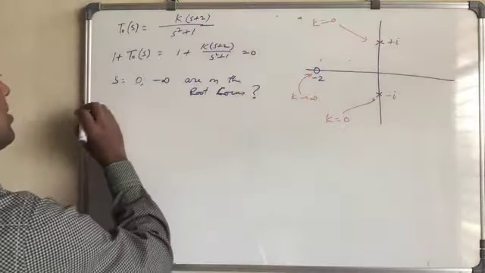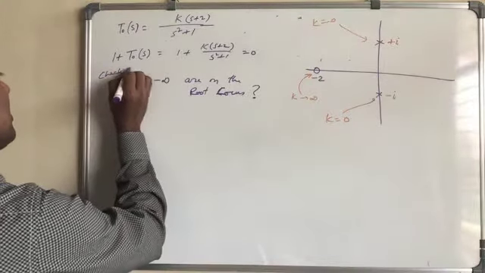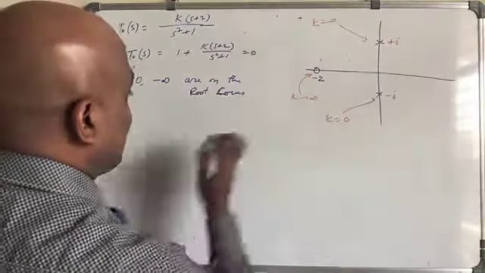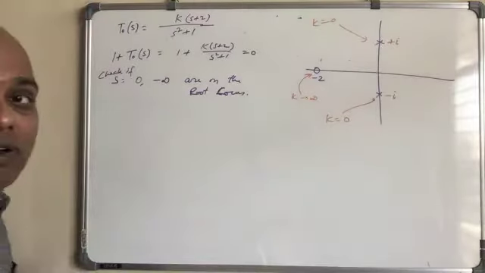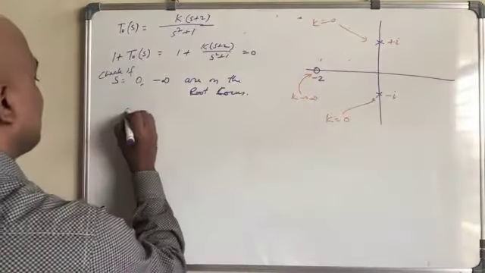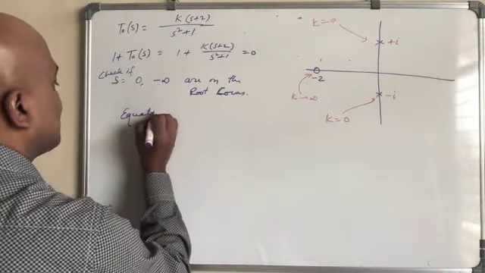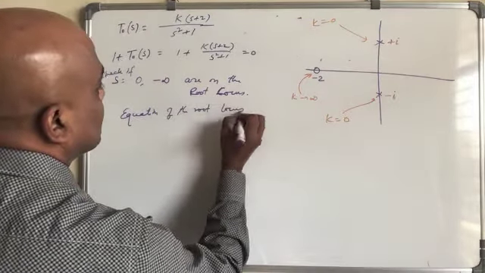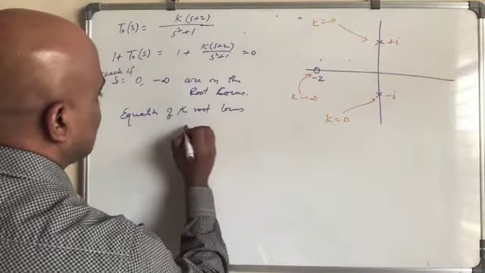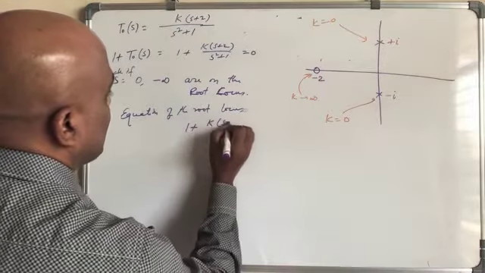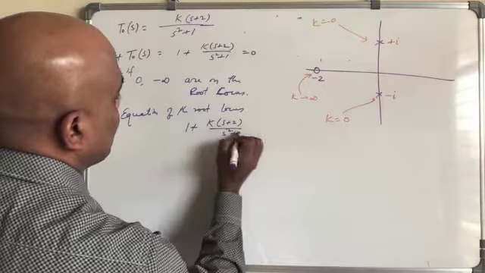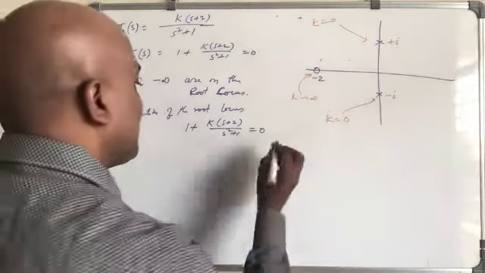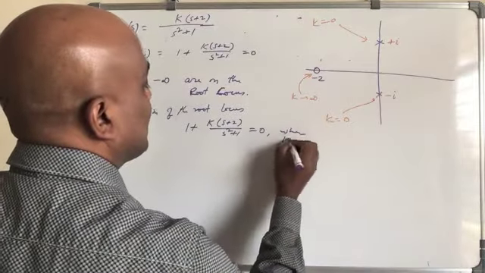Okay, so check if... how to do it? What is the equation of the root locus? The equation of the root locus is 1 plus k (s plus 2)/(s square plus 1) equal to 0. This is the equation of the root locus, where k varies.